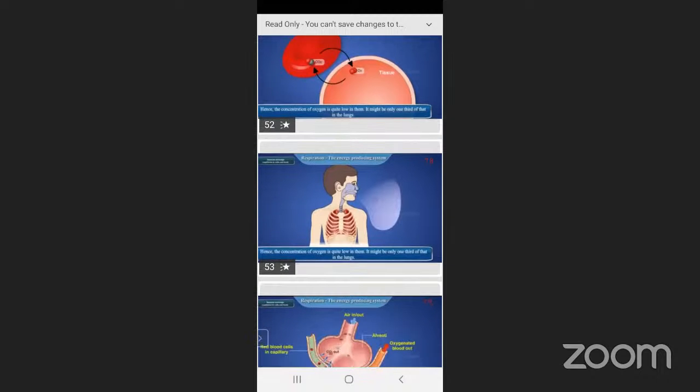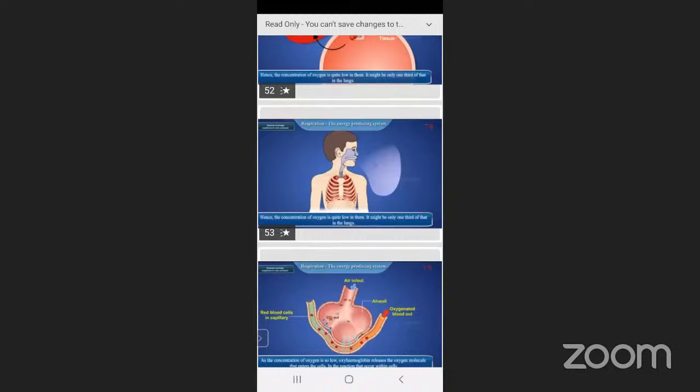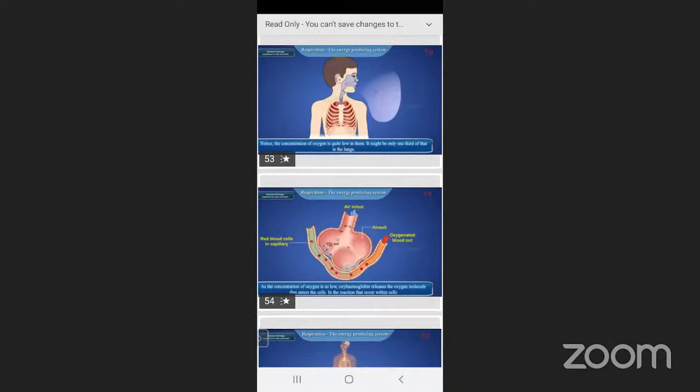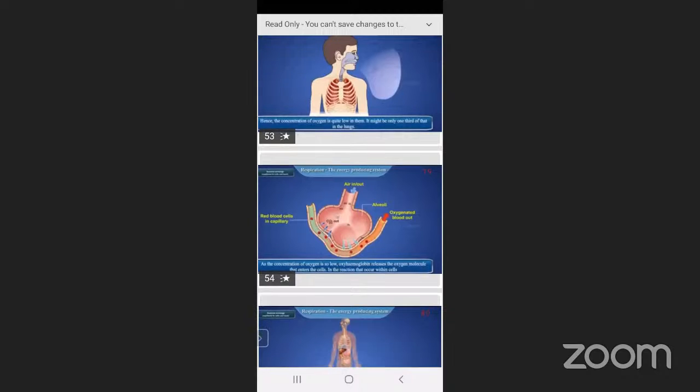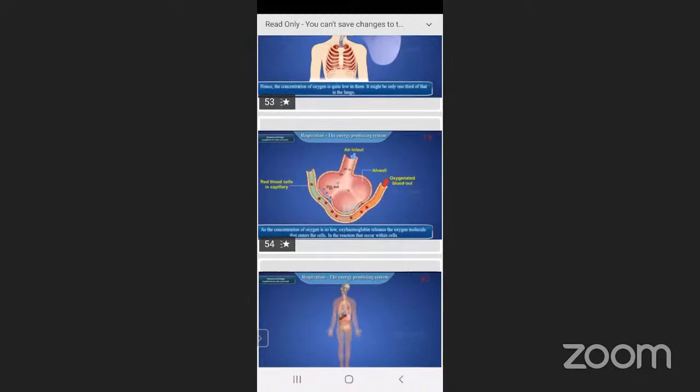Okay, children, next. That is shown in this figure. As the concentration of oxygen is so low, oxyhemoglobin releases the oxygen molecule that enters the cells in the reactions that occur within cells.